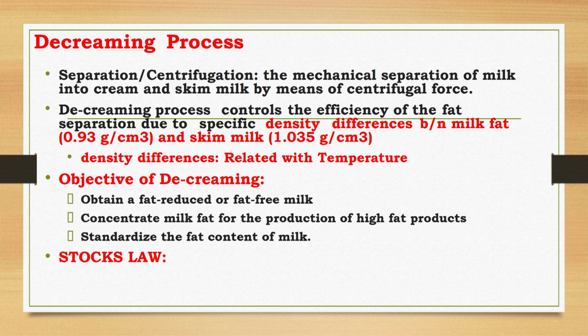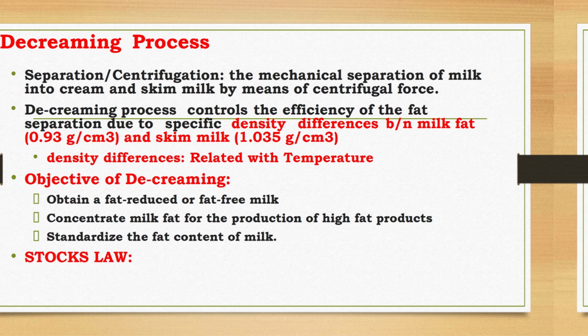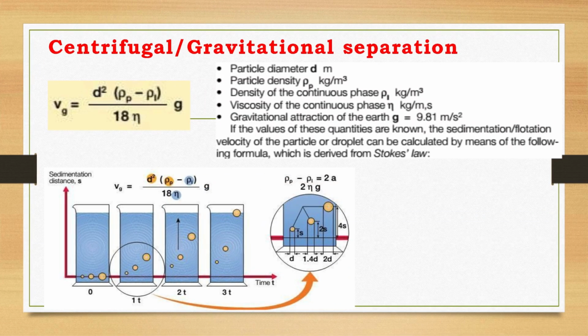The objectives of decreaming are to obtain a fat-reduced or fat-free milk, to concentrate milk fat for the production of high-fat products like butter, and to standardize the fat content of milk. This process is governed by Stokes' law. This brings us to the principles of centrifugal and gravitational separation.